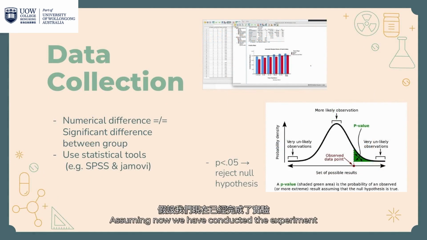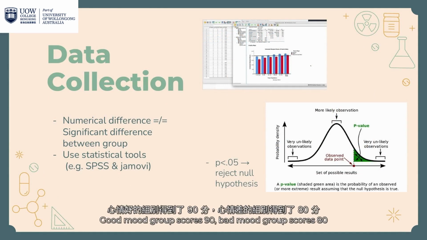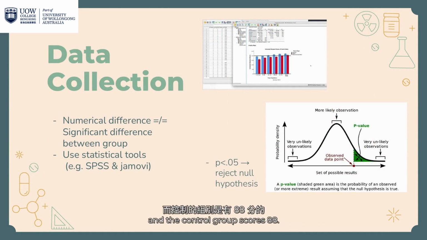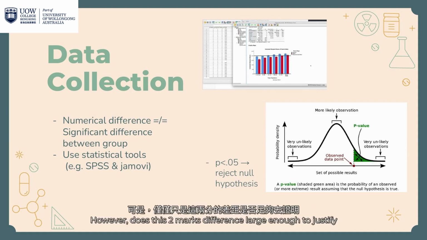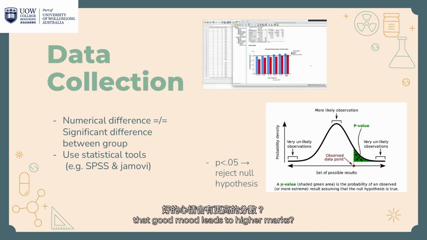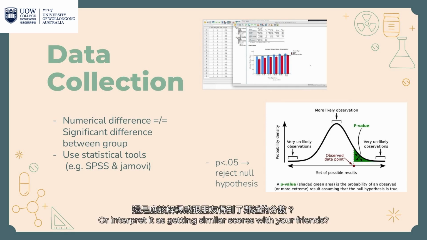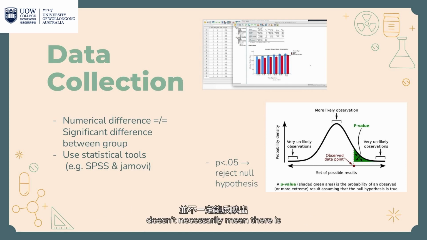Assuming now we have conducted the experiment and found the results shown here. The good mood group scores 90, the bad mood group scores 80, and the control group scores 88. By observation, it seems that good mood really leads to higher marks in the knowledge test. However, is this 2 marks difference large enough to justify that good mood leads to high marks? The answer is no. Imagine that you scored 0.5 marks higher than your friends in an exam of 200 full marks. Would you say you got higher marks than your friends, or interpret it as getting similar scores to your friends? A numerical difference doesn't necessarily mean there is a significant difference between groups.